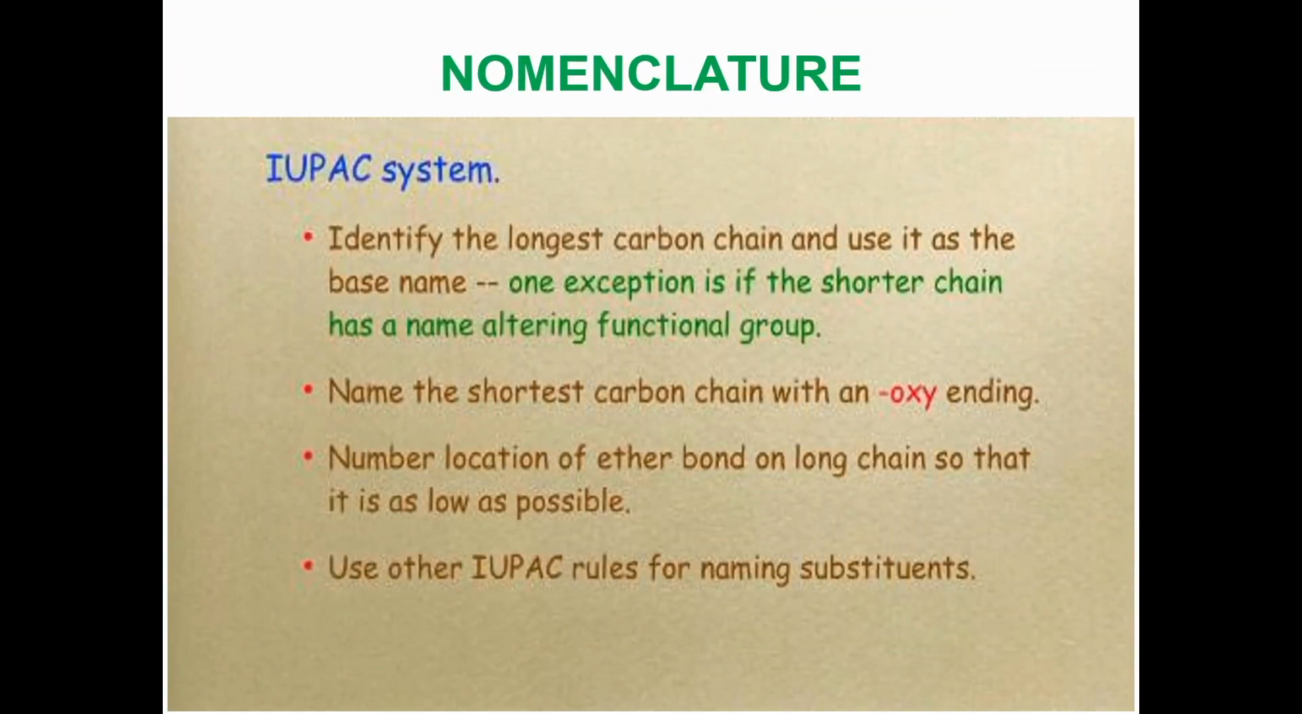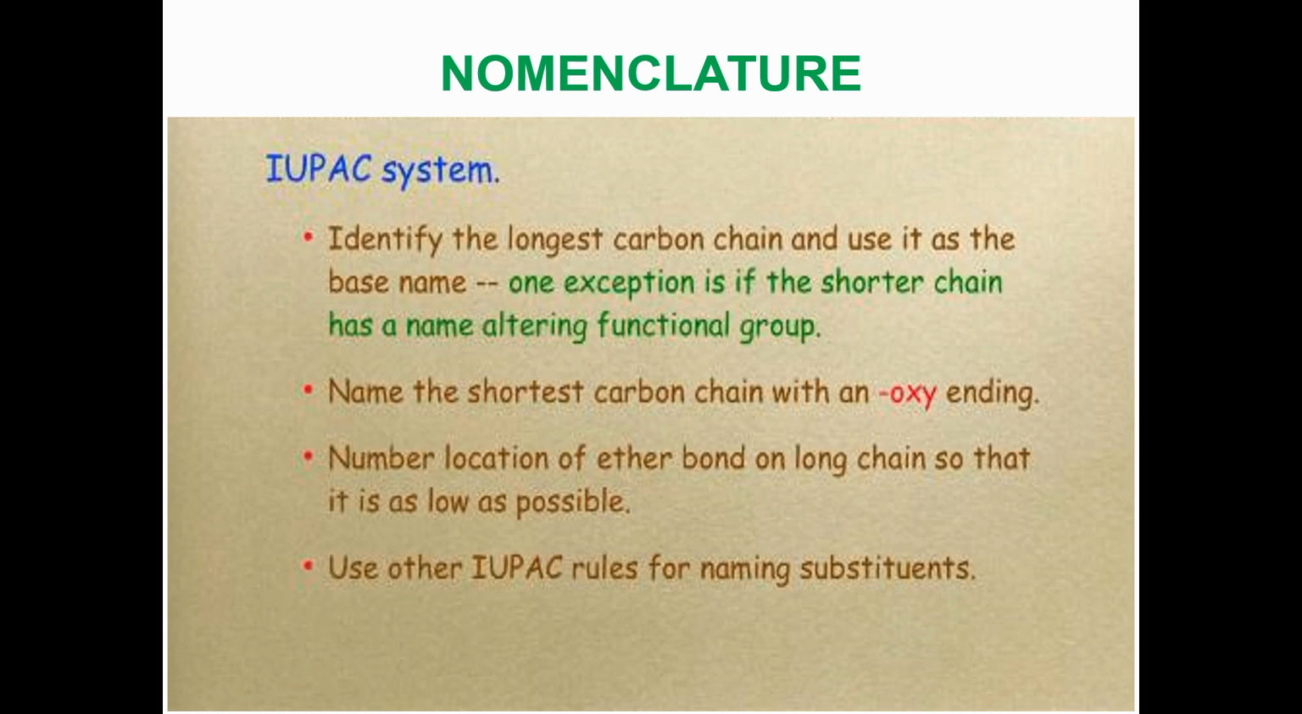Employing the IUPAC system, first, like any other nomenclature in IUPAC, you have to identify the longest carbon chain and use it as a base name. If the longest carbon chain is four carbons, you call it butane. One exception is if the shorter chain has a name-altering functional group. Then you're going to consider it. Remember, functional groups are given priority in the IUPAC system of naming.